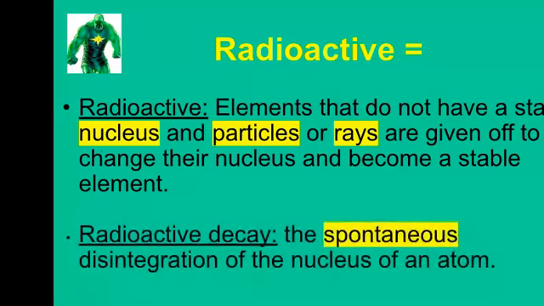Okay, so what we call radioactive decay, when something decays, right? It's kind of like breaking down. We think about decaying, I don't know, roadkill on the side of the road or food, right? It is breaking down, right? We call this disintegration in chemistry. So radioactive decay is the spontaneous disintegration of the nucleus of an atom. So when these particles or rays are given off, we call it radioactive decay.